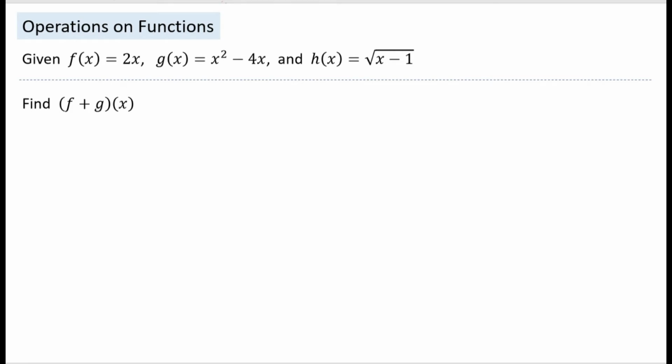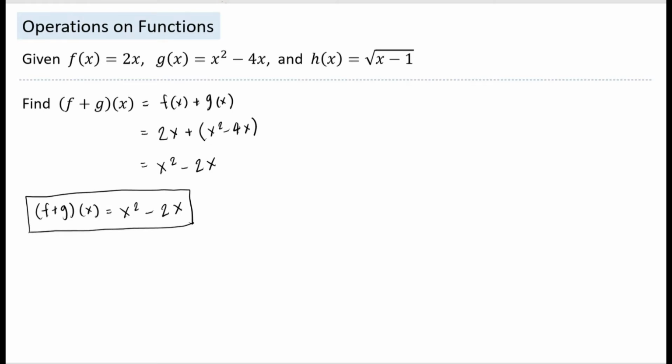Let's find f plus g of x, which is f of x plus g of x. We get 2x plus x squared minus 4x, which is equal to x squared minus 2x.